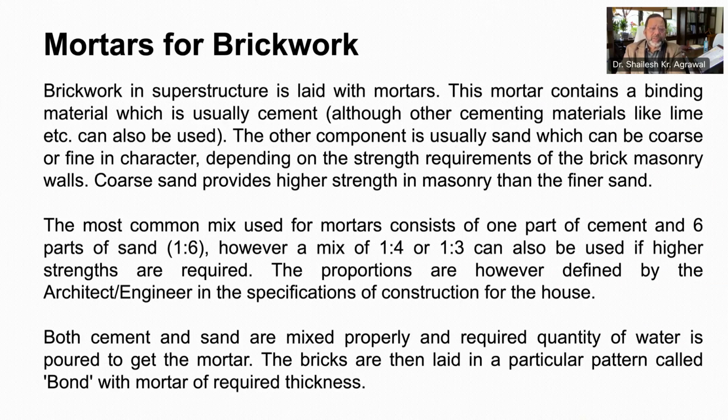The most common mix used for mortar is 1:6, where one part of cement and 6 parts of sand are being used. However, richer mixes such as 1:4 or 1:3 are also used for higher strength requirements. It is also recommended that both cement and sand are mixed properly with adequate quantity of water to get mortar of desired strength. The bricks are then laid in a particular method called bond, with mortar of required strength.